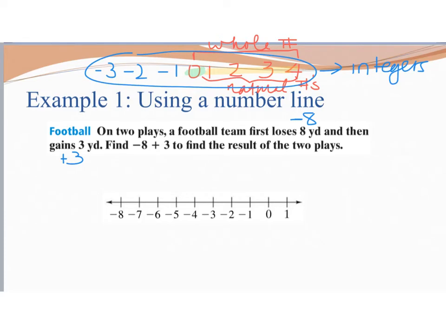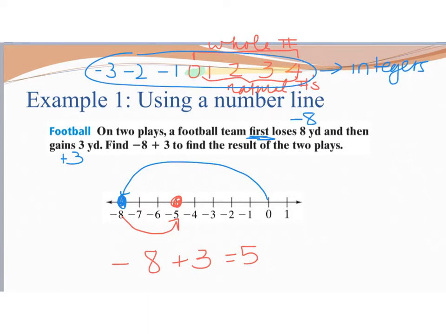To use a number line to help us solve this, we're going to start out with our -8 because it says first we lost 8 yards. So starting out at 0, we're going to jump over here because we lost 8 yards. And then it tells us that we gained 3. Well, gaining 3 means that we're really adding. So when I add 3 yards to my -8, I really end up at -5. So we would say that -8 plus 3 is equal to -5. This is how you would use a number line to help you add and or subtract.